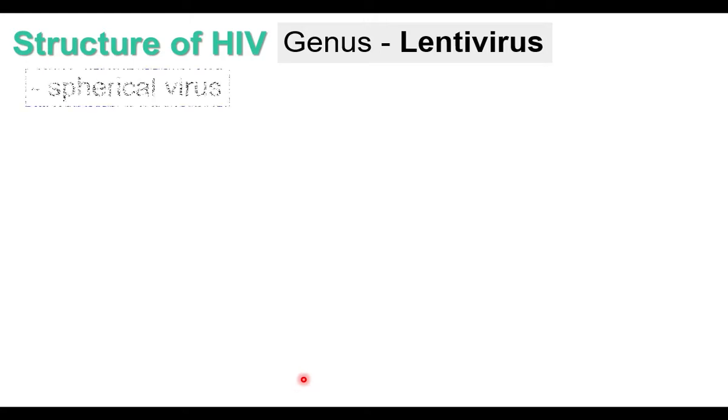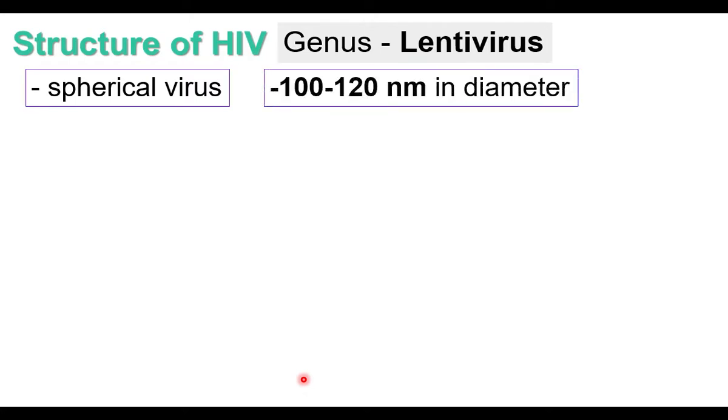The HIV virus is a retrovirus. Retroviruses have RNA as genetic material. They have the capacity of changing their RNA into DNA by the enzyme reverse transcriptase. HIV comes under the genus lentivirus. It is a spherical shaped virus. Its size is 60 times smaller than red blood cells. Its size ranges between 100 to 120 nanometers in diameter.